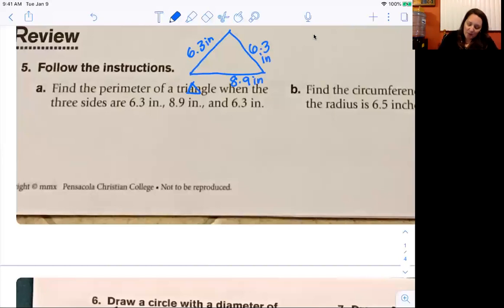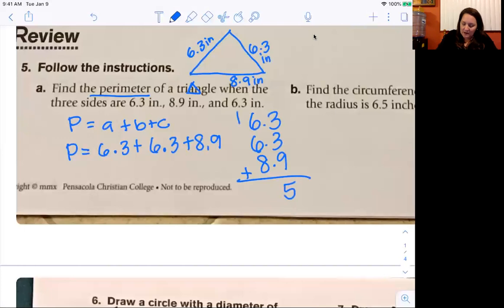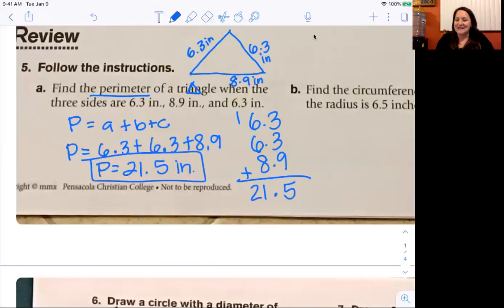Okay, now we have perimeter. Perimeter with a triangle is just P equals A plus B plus C, which means you just add up all the sides. That's all you have to do. So perimeter equals 6.3 plus 6.3 plus 8.9. If you said 8.9 plus 6.3 plus 6.3, or 6.3 plus 8.9 plus 6.3, it's going to be the same either way. So let's add them up. Don't forget your decimal. You get your perimeter equals 21.5 inches. Is it square inches? Nope, perimeter is just the distance around.